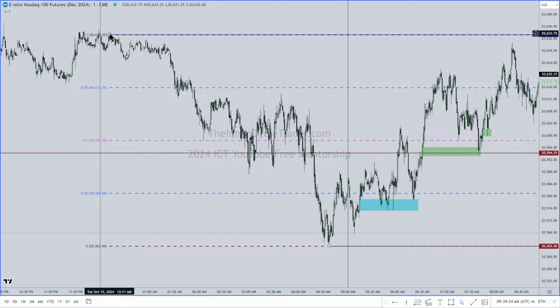Because it's part of a larger consolidation. It's not an extension run where, since Asia started last night, it didn't just start running in one direction. It's been maintained inside of a larger range.